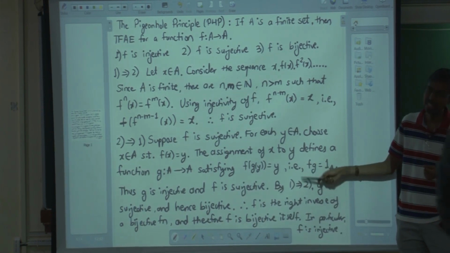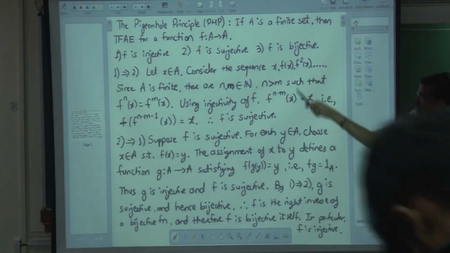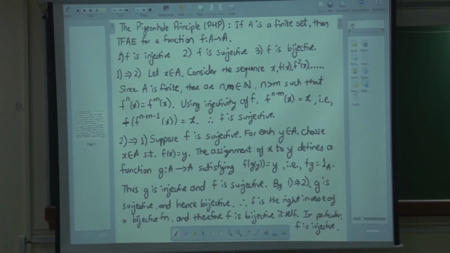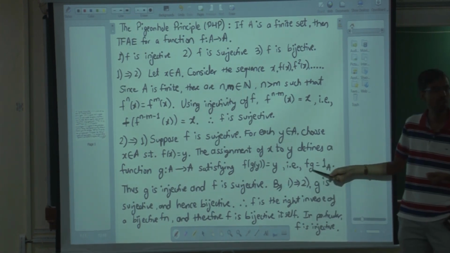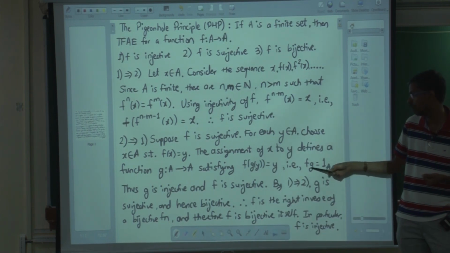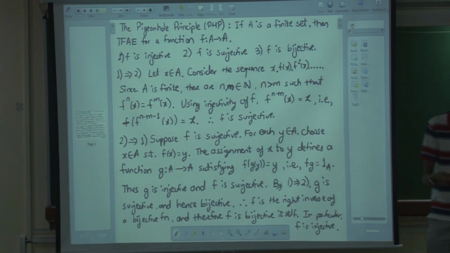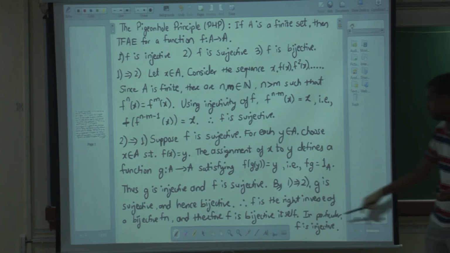So in particular, since g is injective, by 1 implies 2, which is written here, we know that g is surjective. So g is injective as well as surjective, so bijective, and therefore since g is bijective, f also has to be bijective. If g is bijective, then you can simply multiply both sides by g inverse. So fg g inverse is equal to g inverse, which means f is equal to g inverse. So the inverse of a bijective function is bijective. So done.